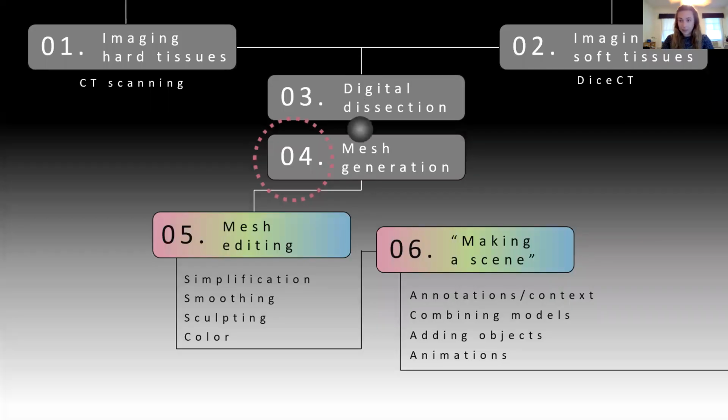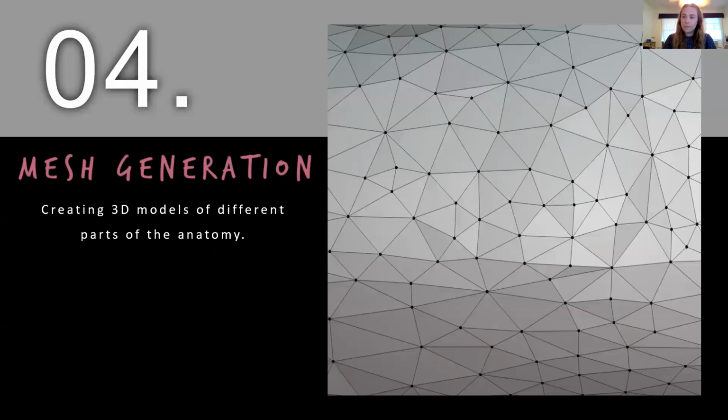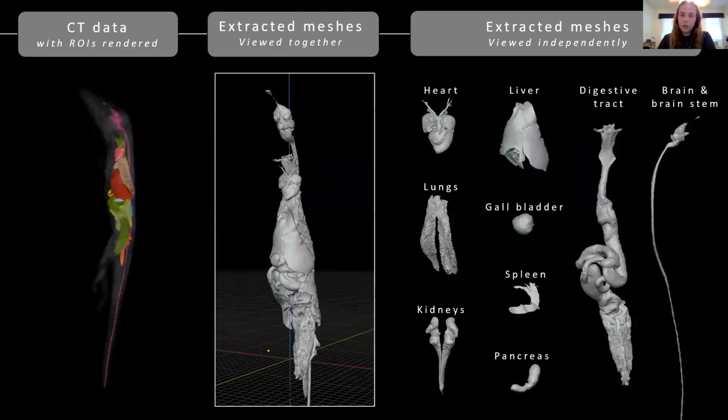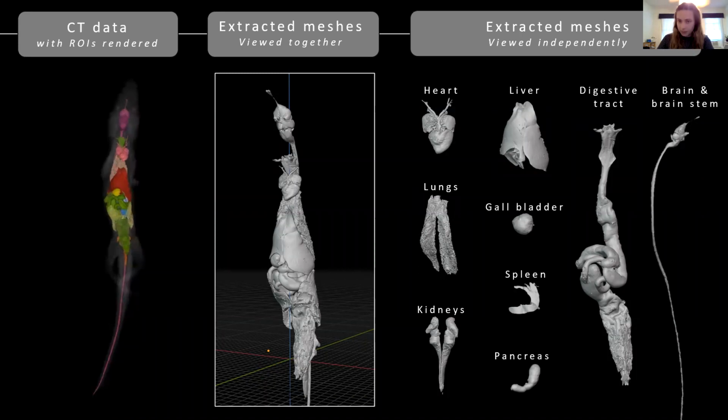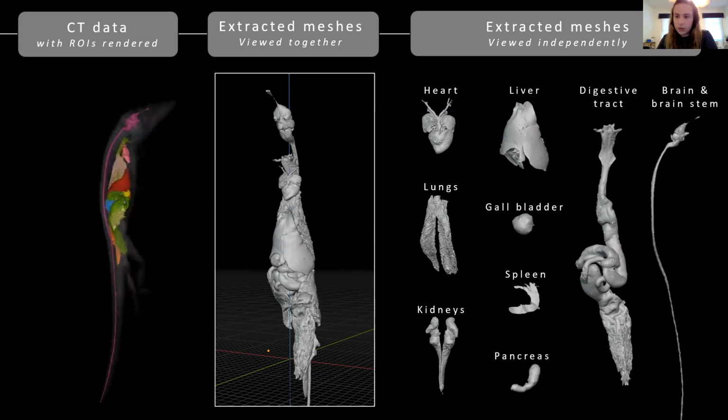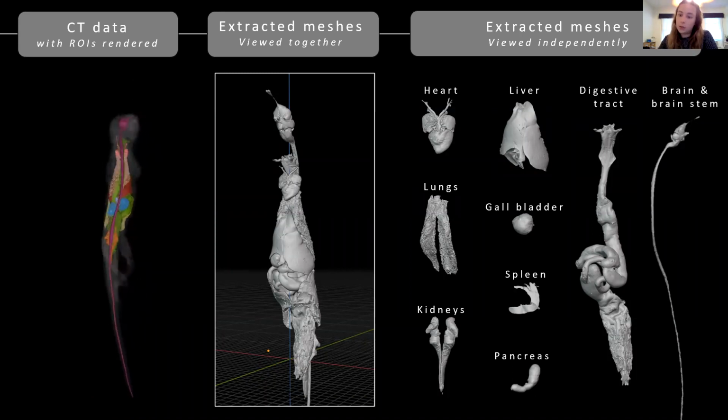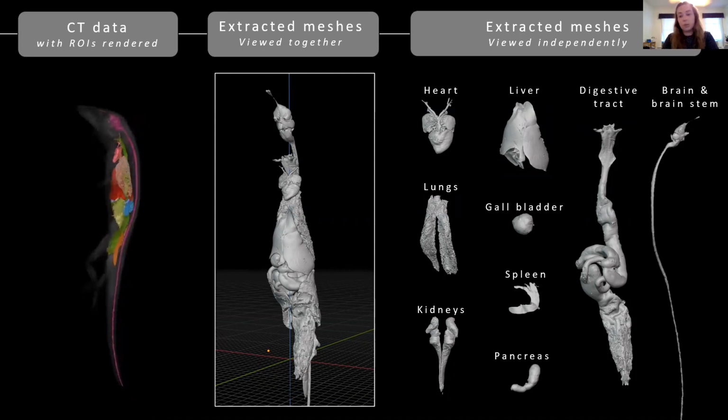The fourth phase of this process is mesh generation. What we're going to do is take the structures that we're interested in and generate these objects called meshes. And the meshes basically represent the surface geometries of the structures that we want to visualize. So I am going to take my subvolumes here and I'm going to use a function in VG to convert each of these structures into a mesh.